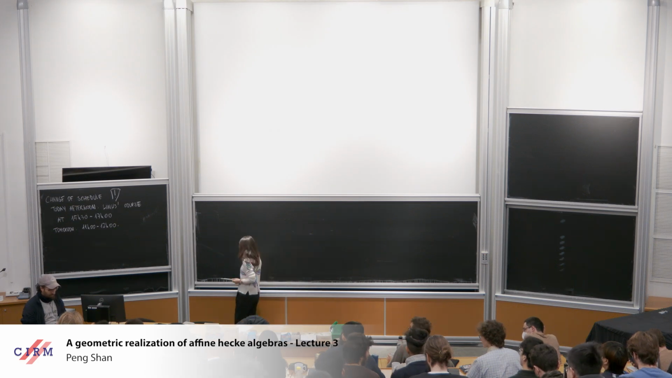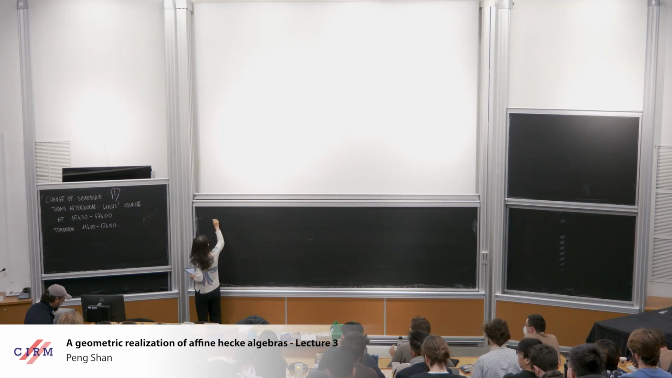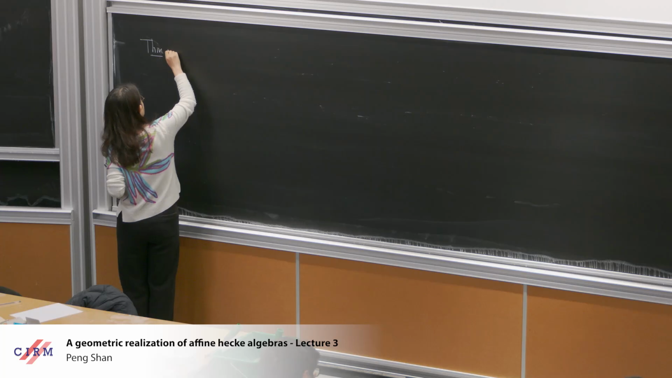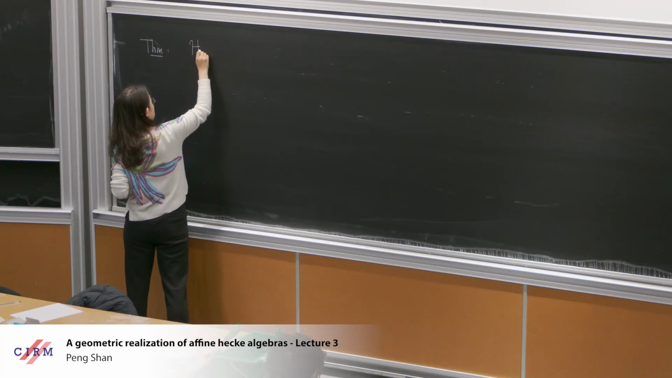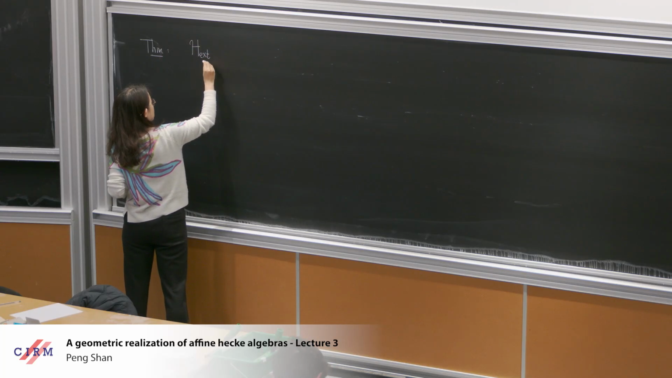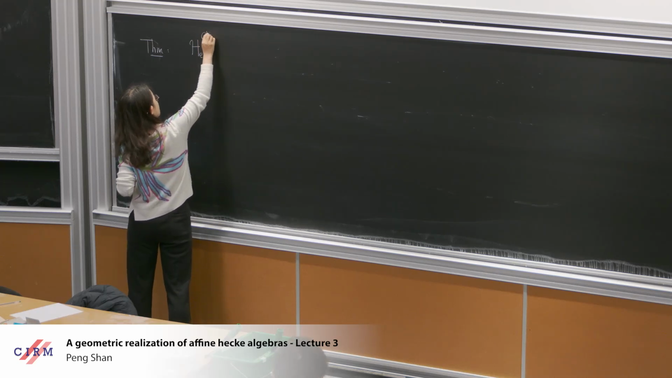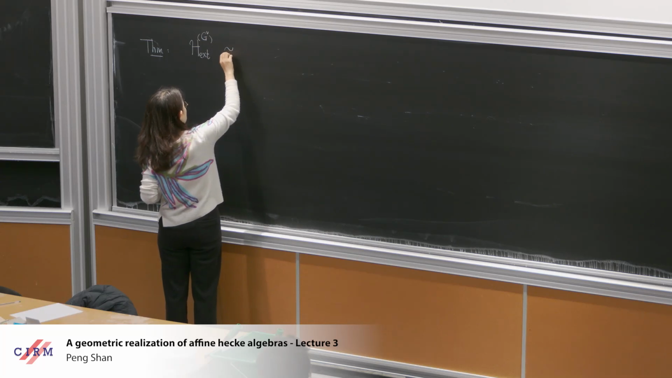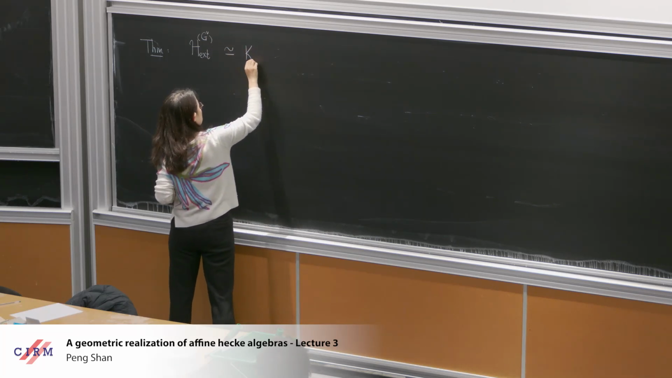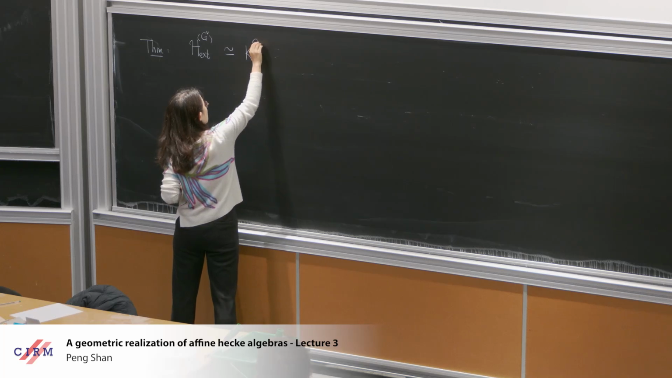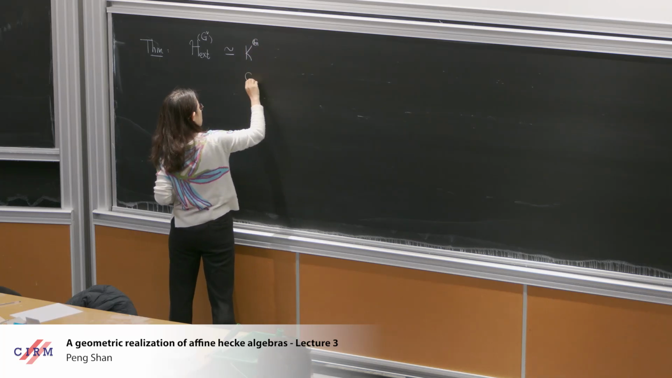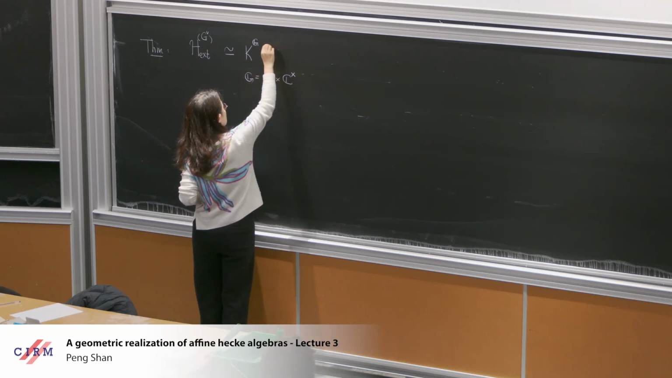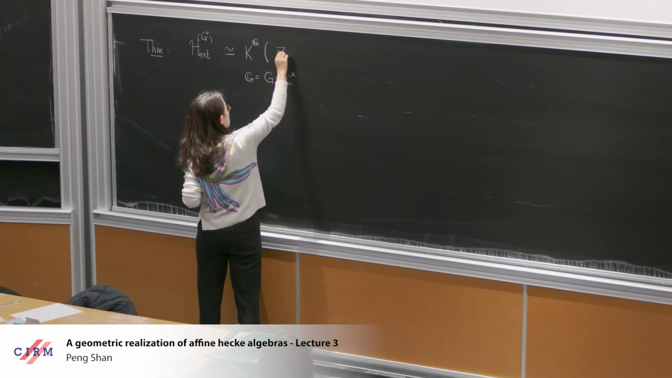So I recall the thing we want to prove is this isomorphism between the extended affine Hecke algebra attached to the group G check. And I'll stop writing this just for a reminder. We want to show this is isomorphic to the equivariant K-theory for the group G. So here G bar is G times C star acting on the Steinberg variety.